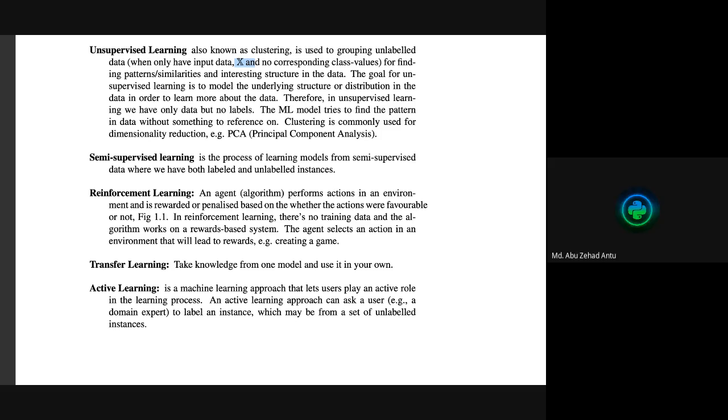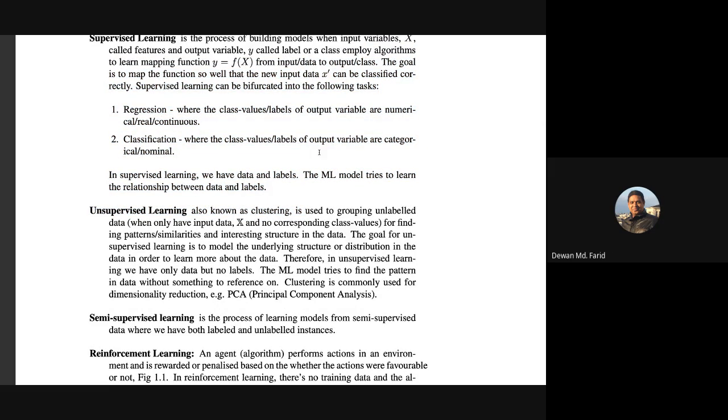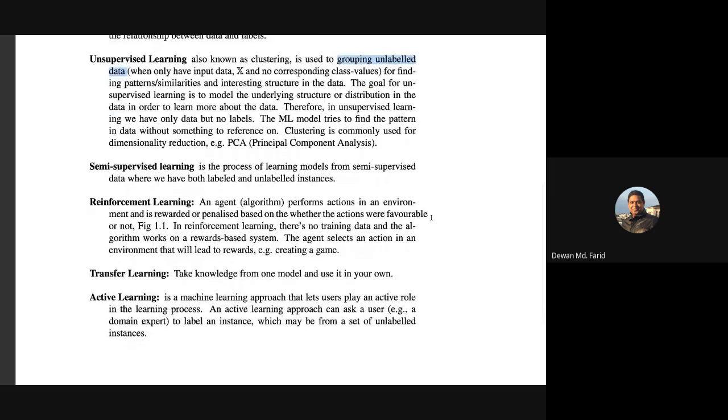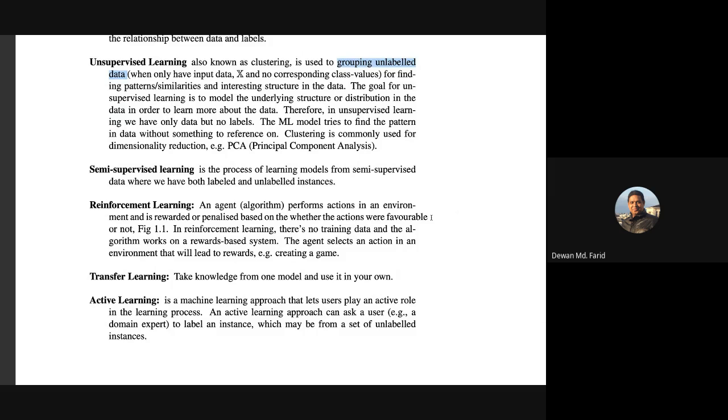Clustering is grouping unlabeled data. That's it. Just grouping unlabeled data where we only have the inputs and there are no corresponding class values or labels. Another learning problem in machine learning is called semi-supervised learning. In semi-supervised learning, we have both labeled and unlabeled data. The last one is the active learning problem. Active learning deals with semi-supervised data, so some data are labeled and some data are unlabeled.